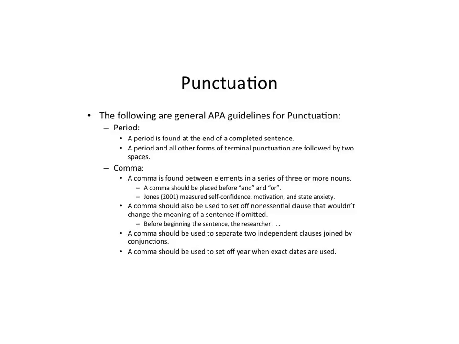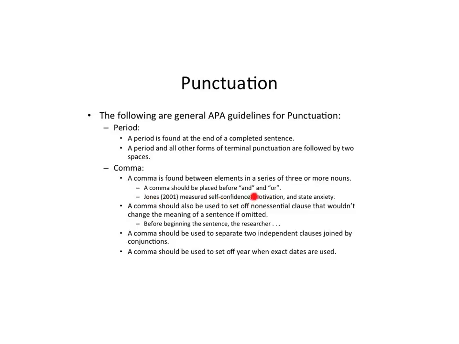A couple of punctuation guidelines. A period is found at the end of a sentence. A period and all other forms of terminal punctuation, such as a question mark or an exclamation point, should be followed by 2 spaces in APA. I know some of you have been brought up on period space, some of you on period space space. APA requires period space space in 6th edition. A comma is found between elements in a series of 3 or more. A comma should be placed before the and or the or. Again, some of you have not been brought up in this way, but you need to know it for APA.